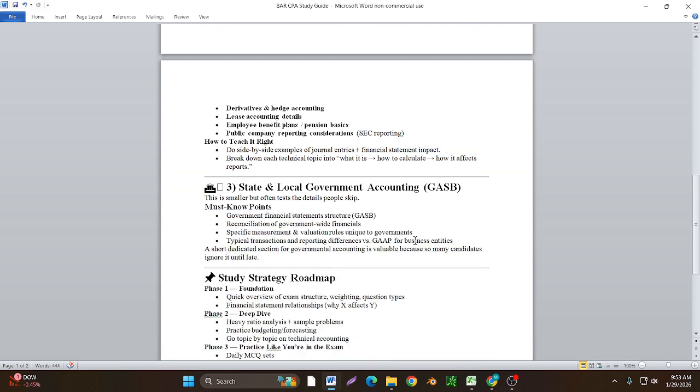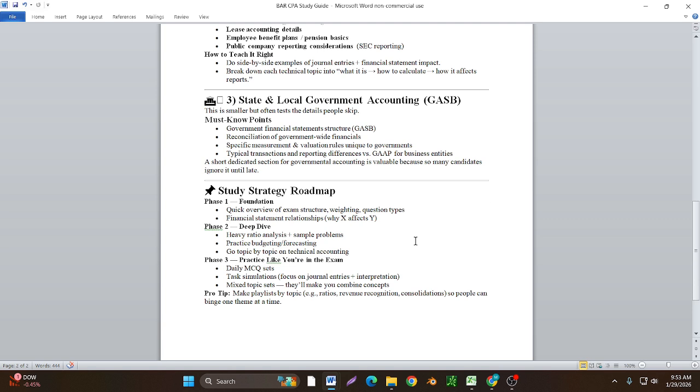And then finally, we have state and local government accounting. It's small, but it's one of the more sneaky parts of the exam. This is about 10 to 20% of the exam, and it usually includes government-wide financial statements, fund accounting basics, GASB measurement rules, reconciliation between fund statements and government-wide statements. This section is smaller, but people often ignore it, which is why it trips people up.